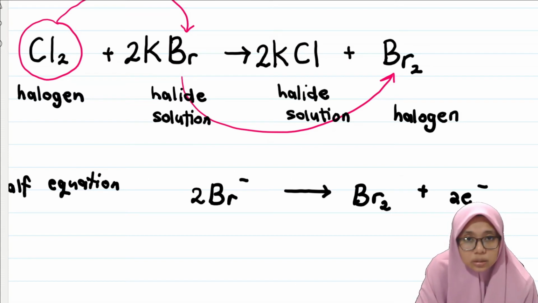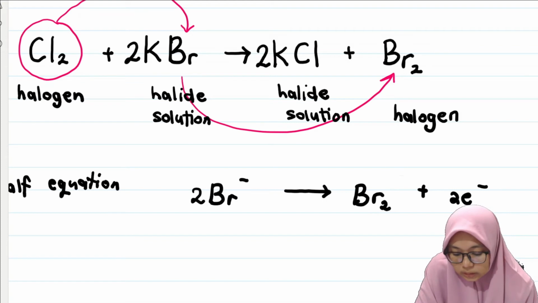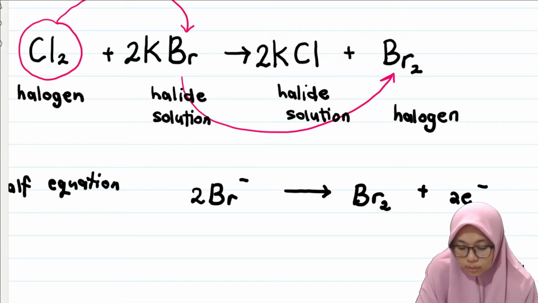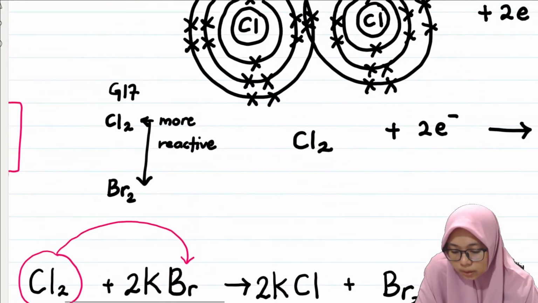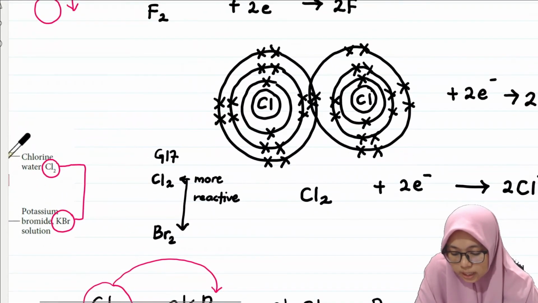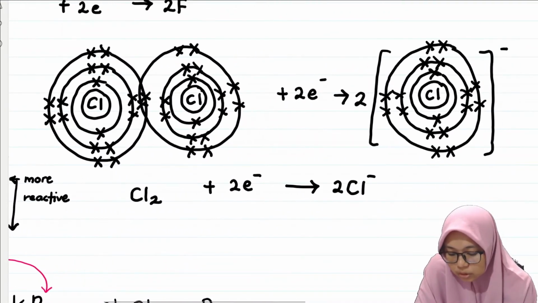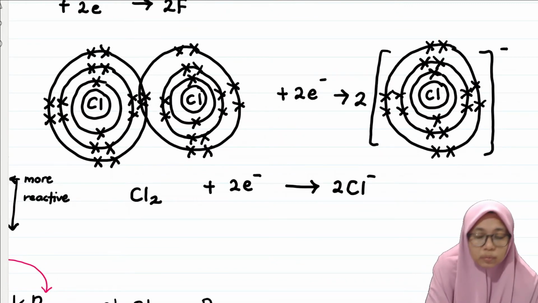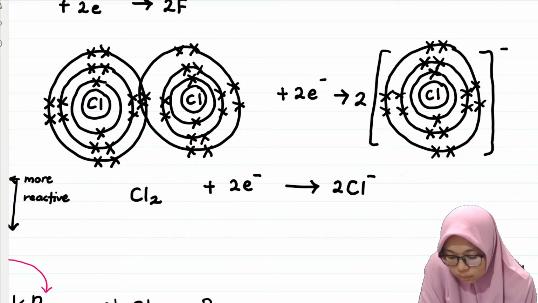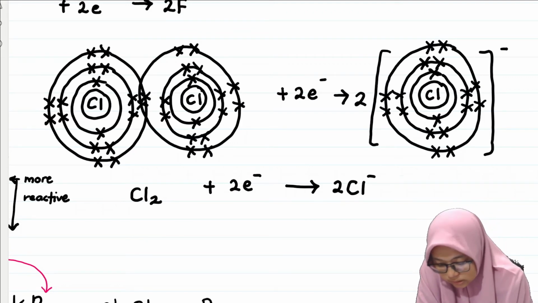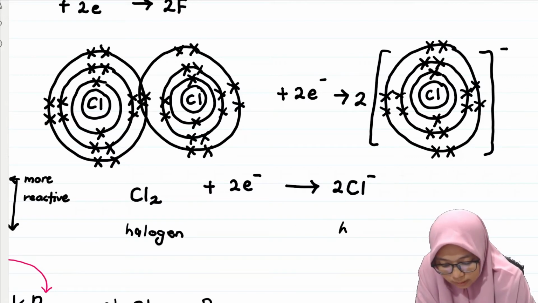Another thing that students always confuse is how to write the half equation for halide. Do you still remember that during the first part of the video, I explained how a halogen can accept electrons to form halide? So for example, if you have chlorine here, chlorine, this is a halogen, accepts electrons to form halide.